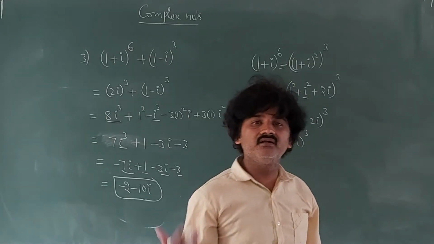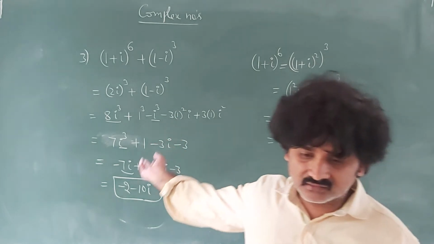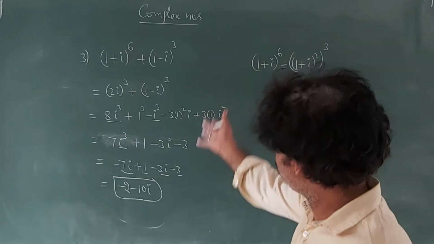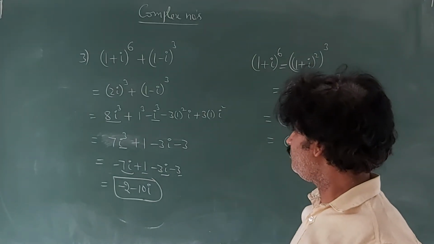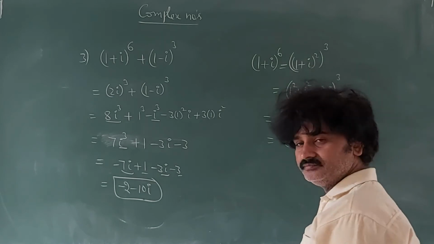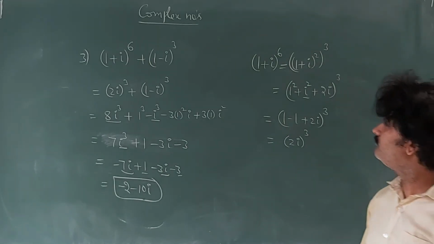So this is the complex number. Now tell in which quadrant this point lies. Real part negative, imaginary part also negative, minus minus, third quadrant. But they are asking simply its value. The answer is the fourth option, minus 2 minus 10i. Okay, take the problem.